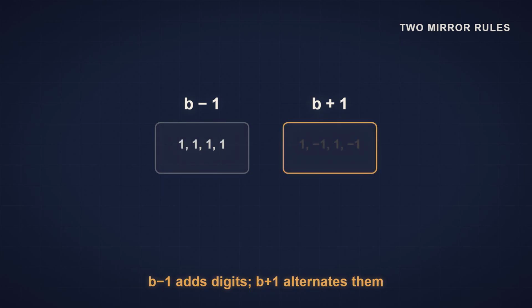The two famous decimal shortcuts are therefore mirror images. b minus 1 makes all place weights positive 1, while b plus 1 makes them alternate positive and negative 1. Both come directly from the algebra of place value.